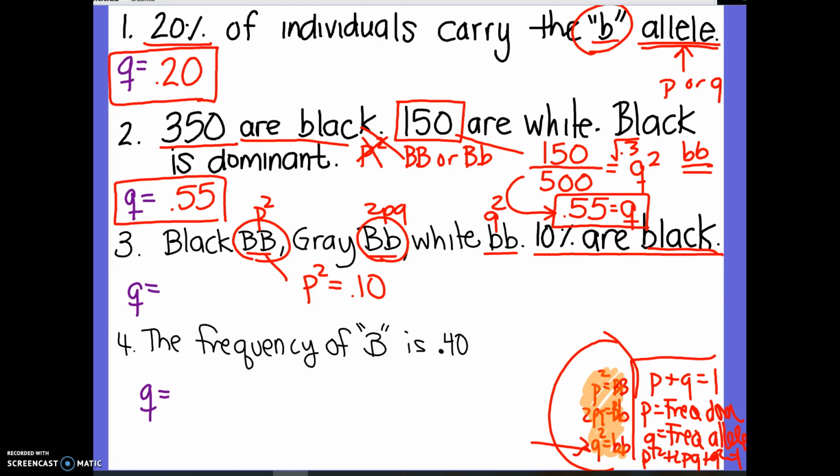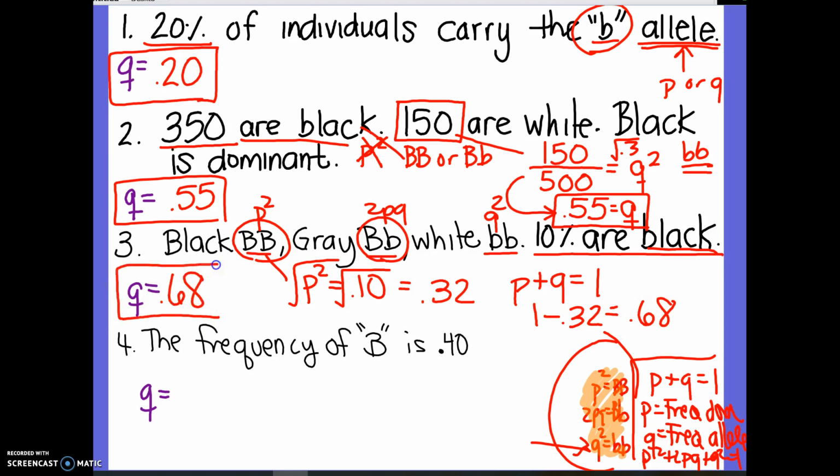So to get P, we will take the square root of 0.10, and that gives us 0.32. And then P plus Q is equal to 1. So 1 minus 0.32 will give us Q, and you're going to get 0.68. So Q in this case is 0.68. Again, showing a trait of black, and in this case, the only code for black is big B, so you're getting P squared. And the last one, the frequency of big B is 0.4.